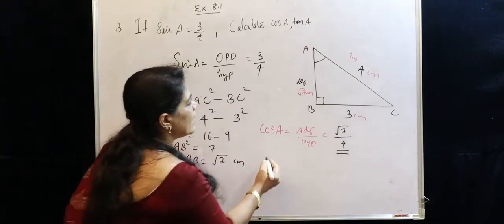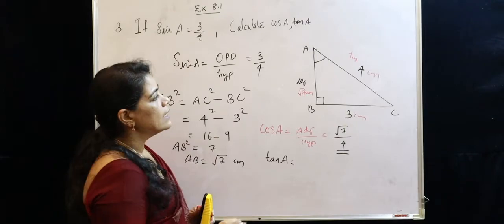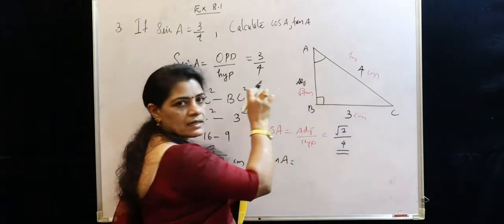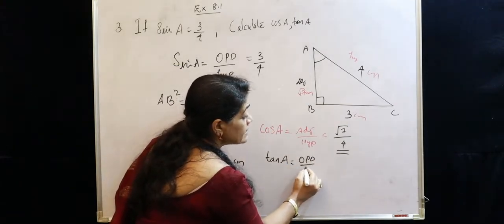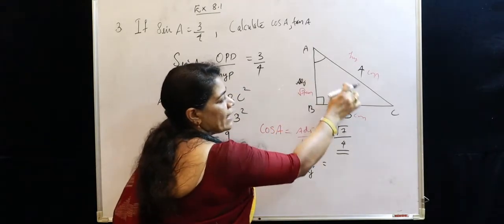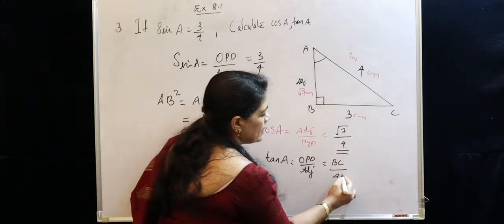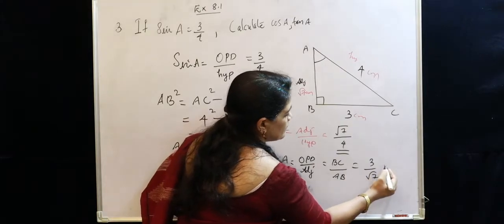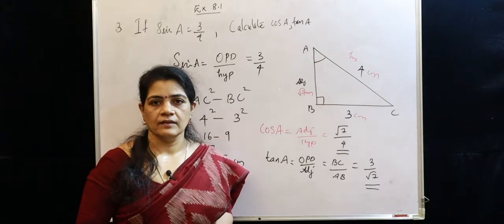And tan A. What is tan A? Reference angle is angle A. So tan A is equal to opposite side by adjacent side. With respect to angle A, the opposite side is BC, divided by AB. So 3 divided by root 7. This is all about the third question.